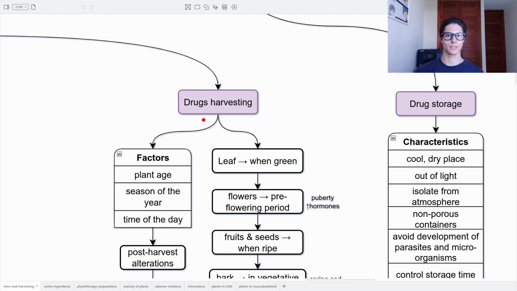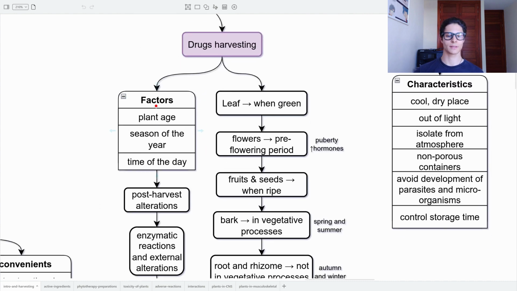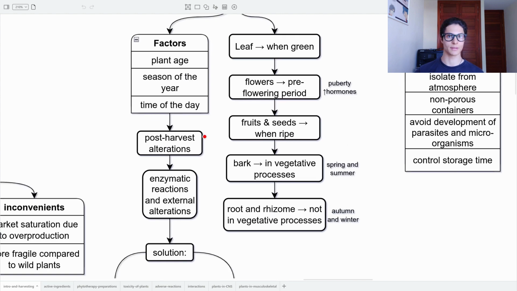Now, taking a look in more detail at drug harvesting, what are the factors? The plant age, the season of the year, also the time of the day. These are factors that will determine the composition of that drug. Remember, drug is the plant, the part of the plant with the active principle.